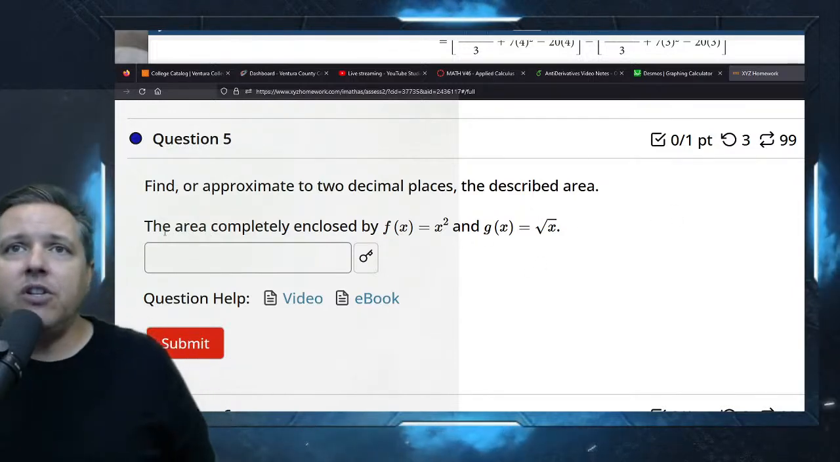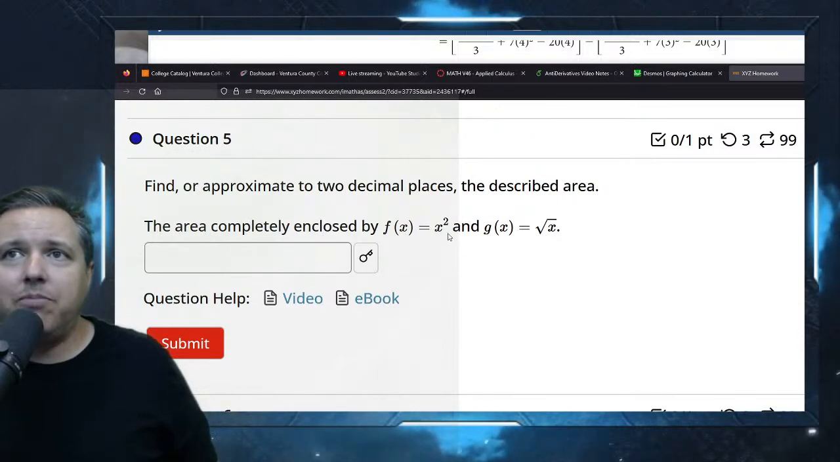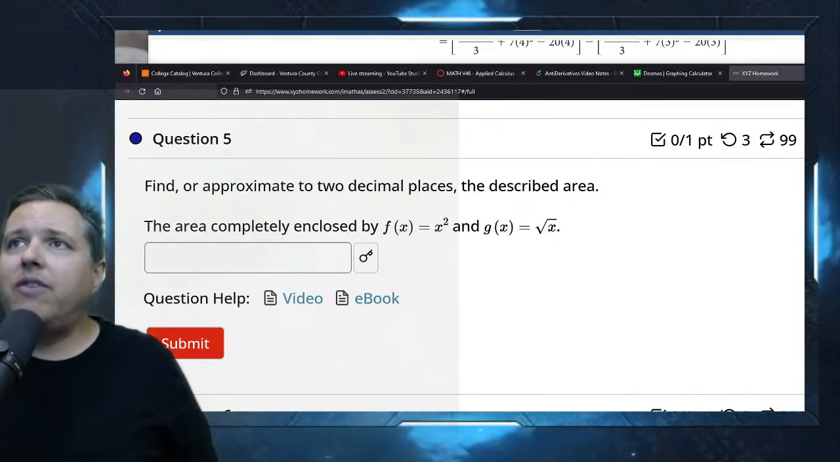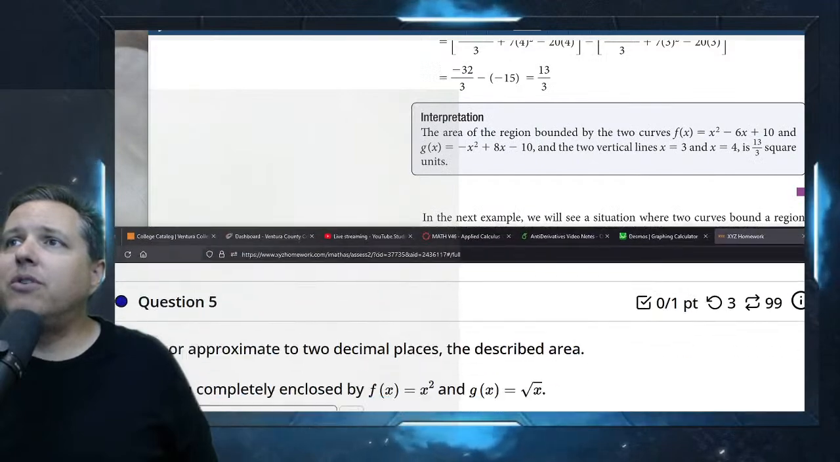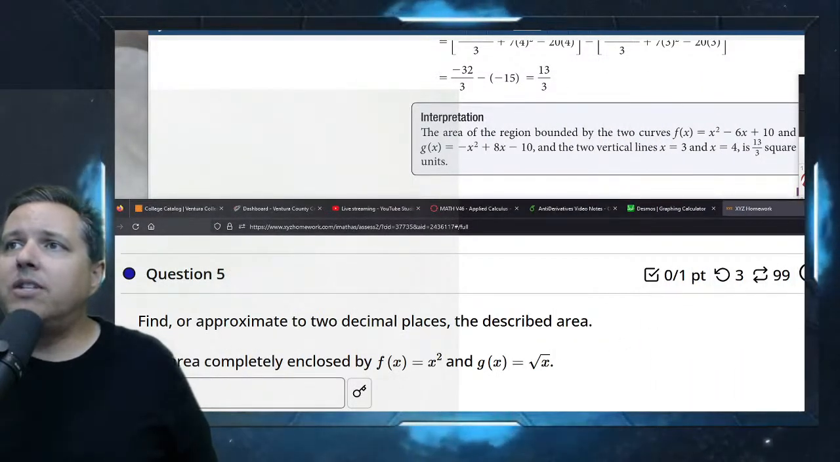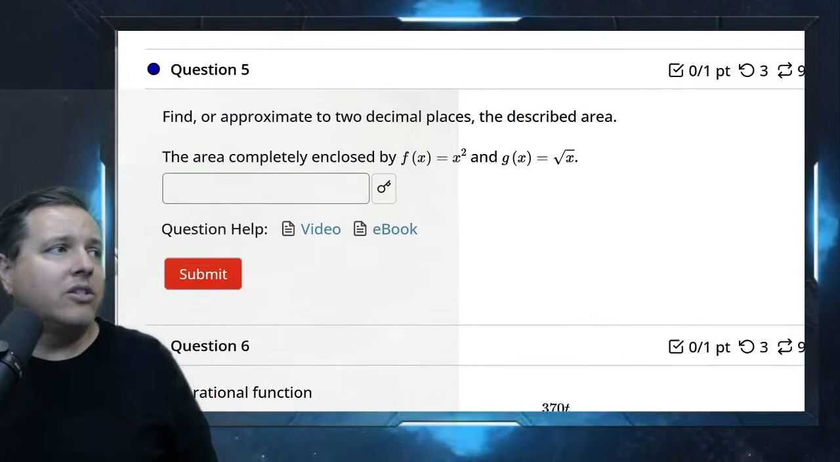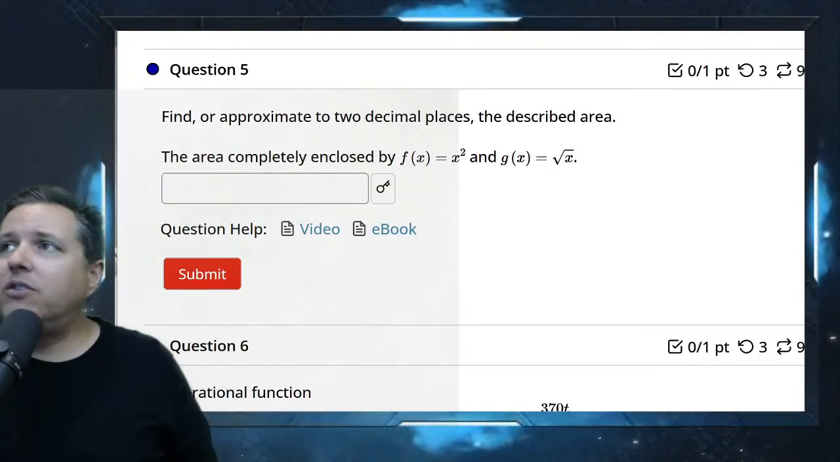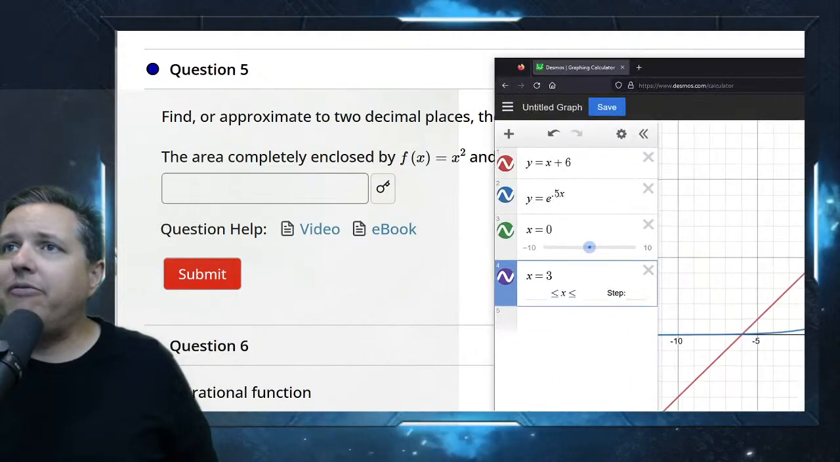Okay. So they say the area completely enclosed by x squared and square root of x. So where did Desmos go? Did I close it? Nope, good. So what is it? X squared and square root of x. Those are our two functions. Okay, so look what happens when I graph those.